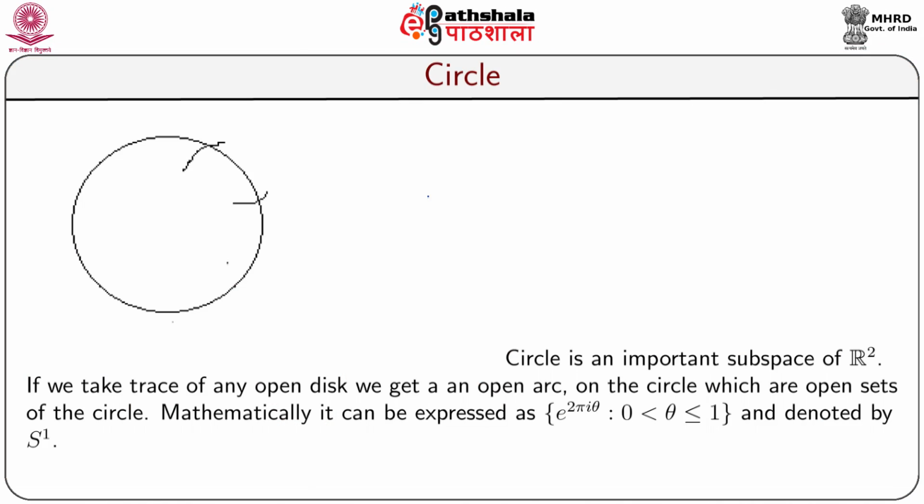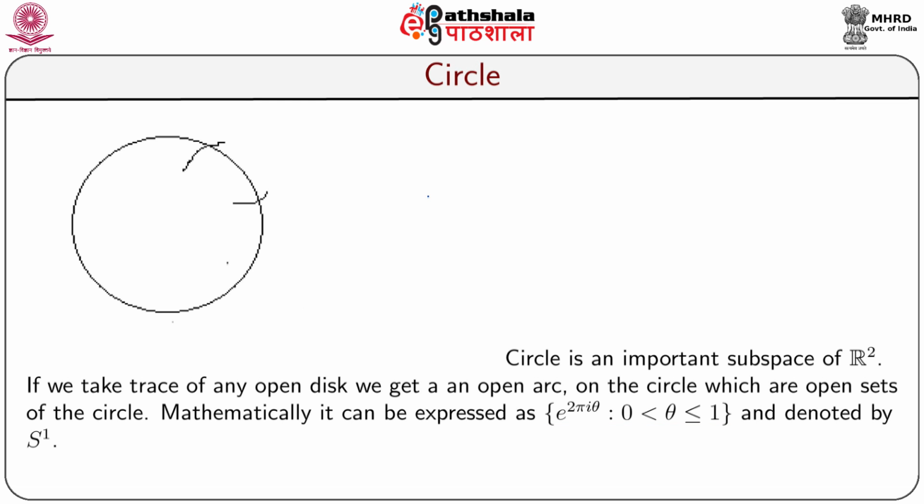So, in the first example, R_L cross R, if we consider the line as shown in the diagram, the subspace topology is the lower limit topology, and in the example shown on the right side, the topology is discrete. Now, let us consider some examples of subspaces. We have already mentioned that the circle contained in R2 is a subspace of R2. So, we can describe the circle as the set e to the power 2 pi i theta, where theta is greater than 0 and less than or equal to 1.